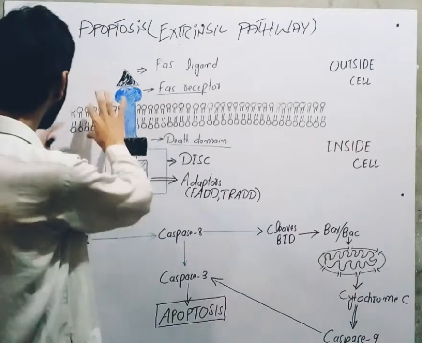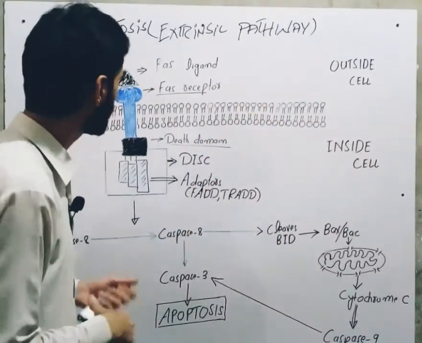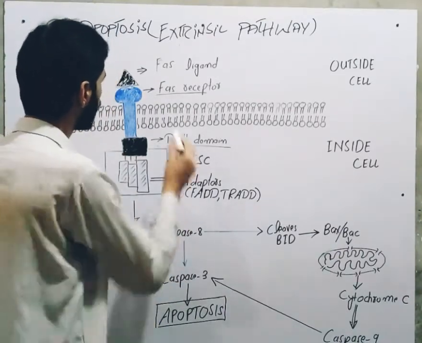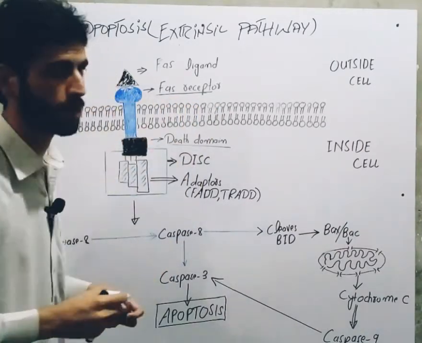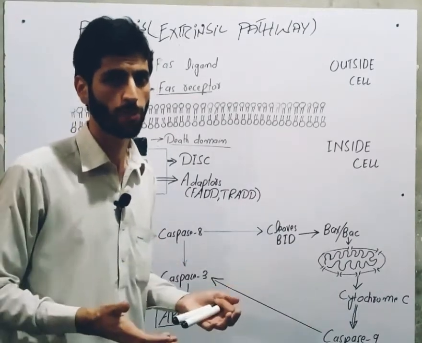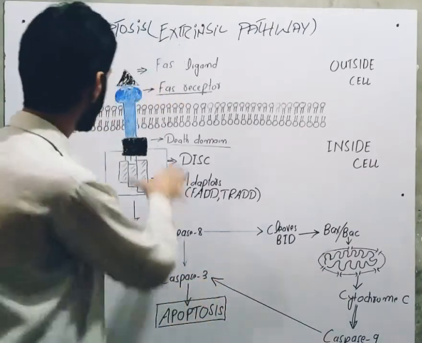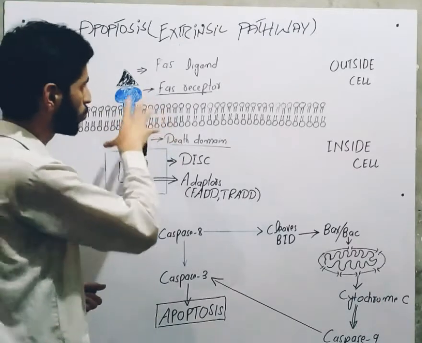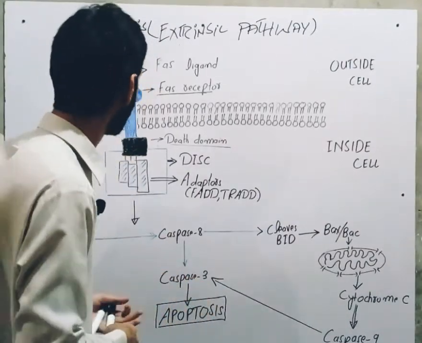So now here this is a cell membrane or plasma membrane, and there is a receptor on this plasma membrane. We call it the FAS receptor. There are many receptors, as you know, on cell surfaces. Every receptor has its own function. So this is a specific receptor which plays a role in apoptosis, which receives signals for apoptosis.